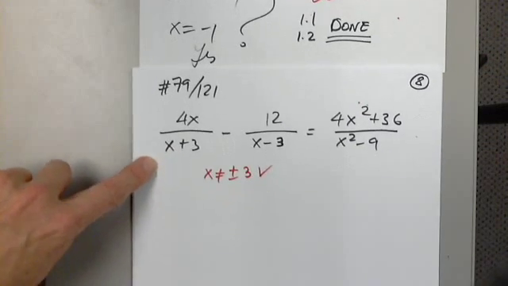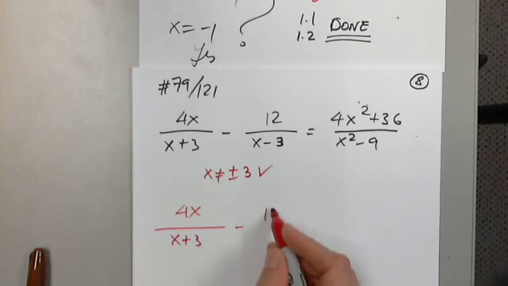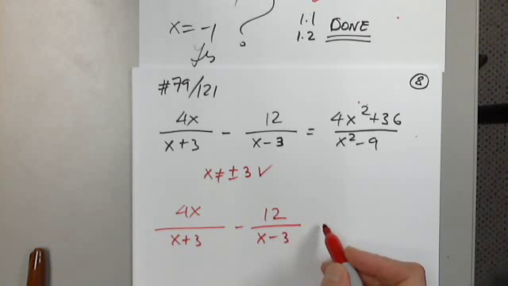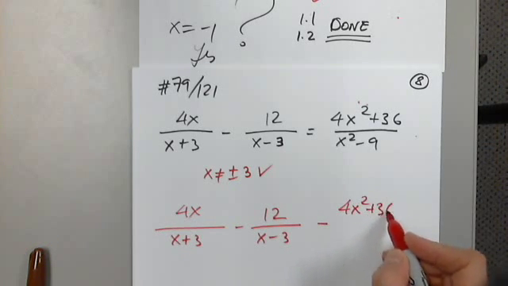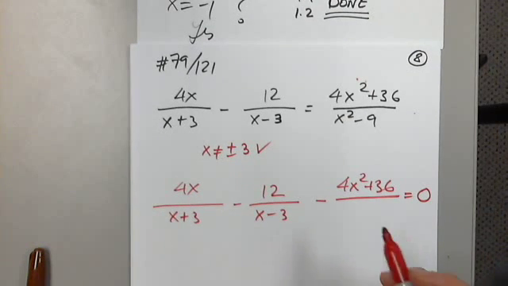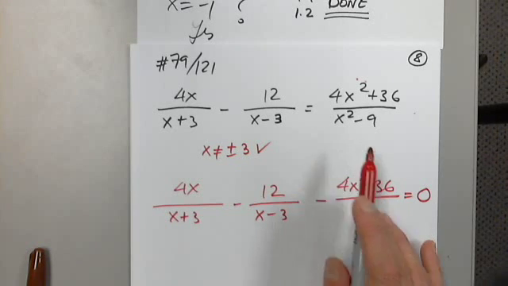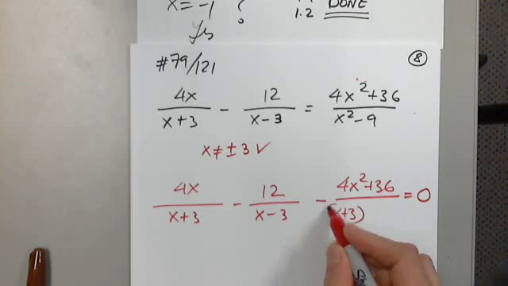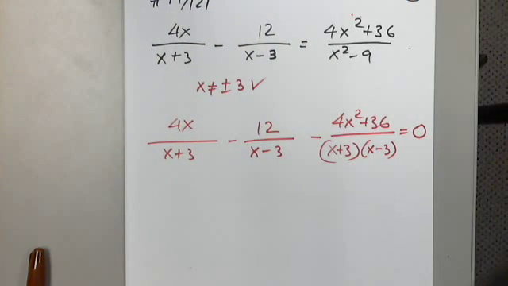And the next step. So 4x over x plus 3 minus 12 over x minus 3 equals 4x squared plus 36 over x squared minus 9. I already need to factor that. I'm not going to write it again, and we talked about this an hour ago. Very good. It took us 10 minutes to solve the first one. It should take us 2 minutes to solve this one.